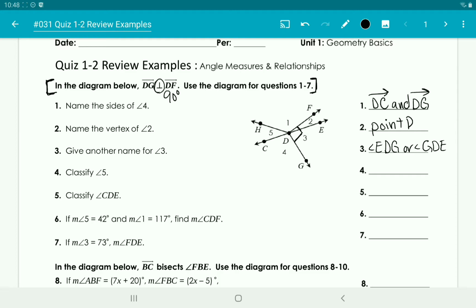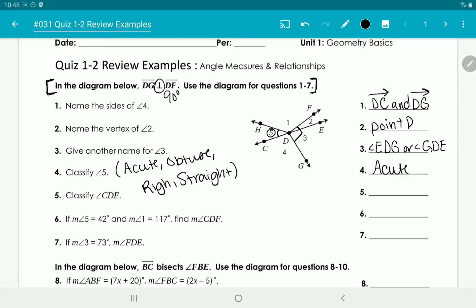Number 4 just says to classify angle 5. That means, is it acute, obtuse, a right angle, or a straight angle? So it's going to be one of those 4. You can see angle 5 here is smaller than 90 degrees, so it is acute. Now, the next one says to classify angle CDE. CDE is this angle right here. You can see that it makes a straight line, or a 180-degree line, so it is a straight angle.